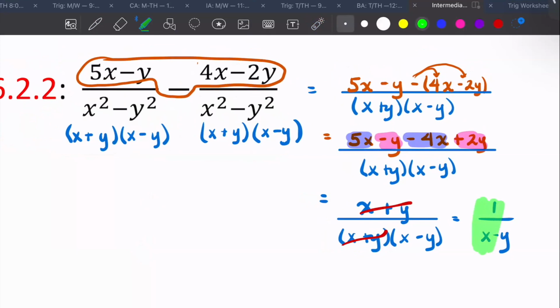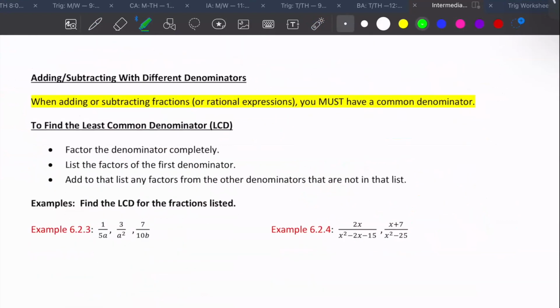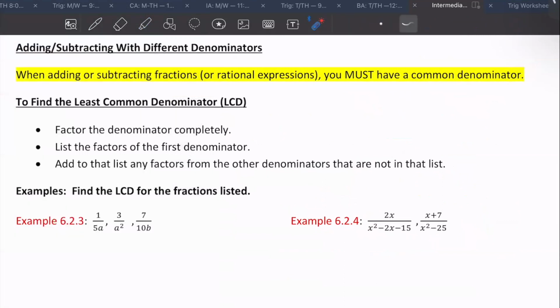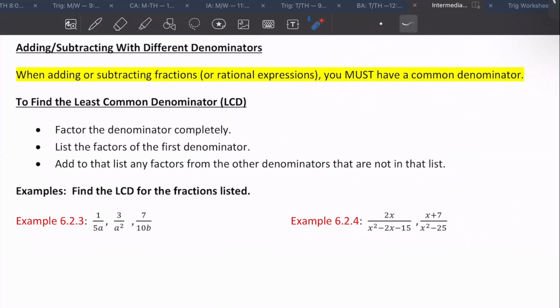So that was with like denominators. What if they are different though? Because not all fractions have the same common denominator right off the bat, right? And when we add and subtract fractions, we have to have that common denominator, okay? So here's how you find the least common denominator. You're going to factor each denominator completely. So make sure it's factored. Then you're going to list the factors of the first denominator and then add to that list from the other denominators that are not in that list.